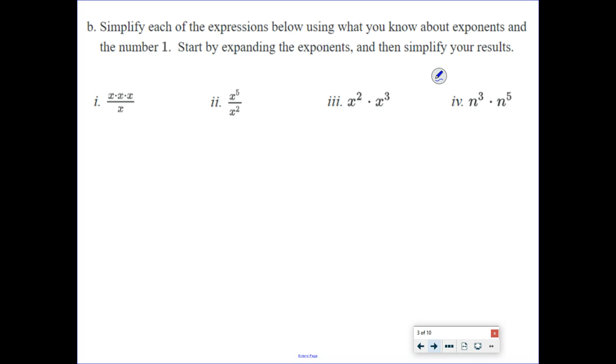So here is the last slide of the day. Simplify each, well, there's one more, it's a comment, but here's the last problem of the day. Simplify each of the expressions below using what you know about exponents and the number 1. Start by expanding the exponents and then simplify your results. Okay? So now if they are already expanded, like problem number 1 is already expanded, you can't expand that anymore. You are going to write the original problem, so please write it right there, or number 1. Okay? And then we're just going to simplify it.